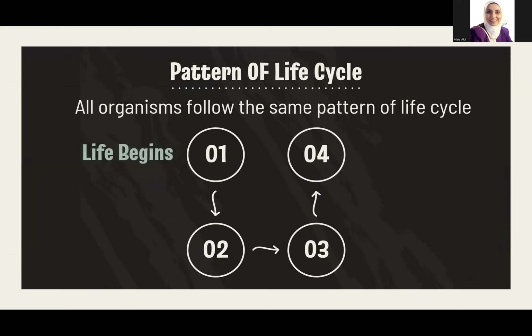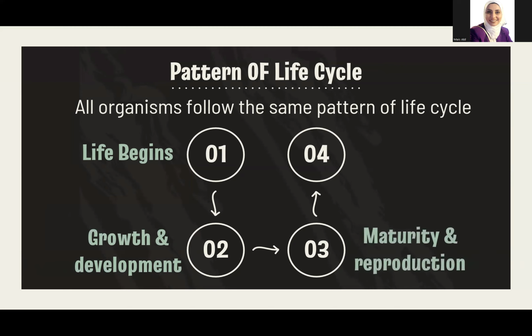The first stage is life begins. As we said, all animals begin life as an egg. Some eggs are inside and others are outside. Then growth and development. After that, the young animal will grow and develop until it reaches maturity and reproduction. In this stage, the animal is able to reproduce, and then the death.